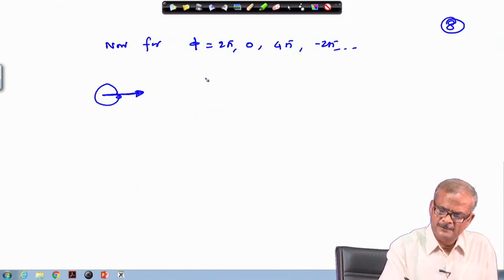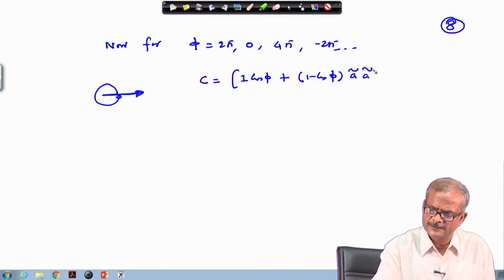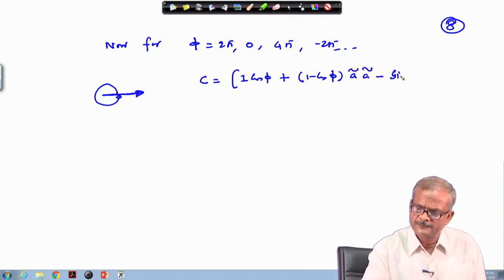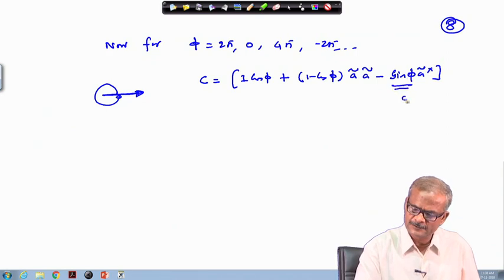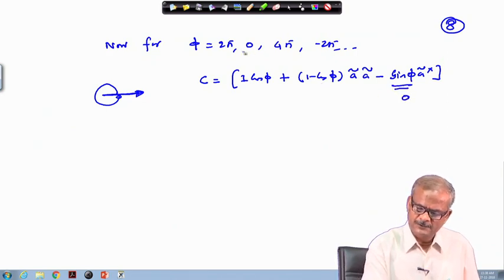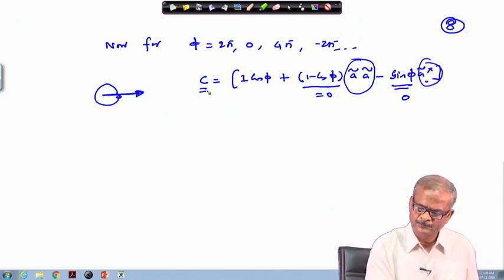So, if you look into the C, here I times cos phi plus 1 minus cos phi a tilde minus sin phi a tilde cross. Okay. So, if you put all these quantities where sin phi is vanishing, this quantity is 0, and for all these 0, 2 pi this quantity will vanish, this will also be 0. So, this a term is vanishing. Here also this term involving a is vanishing. So, therefore, from given C matrix it is not possible to find out A.